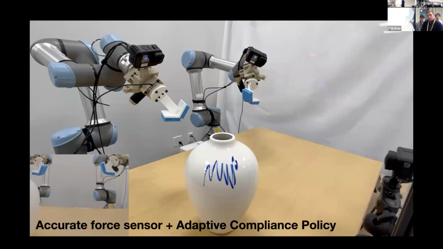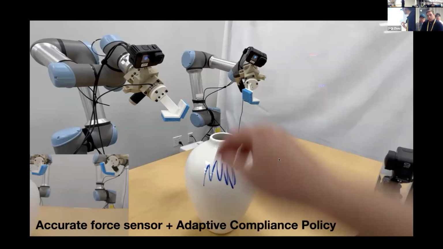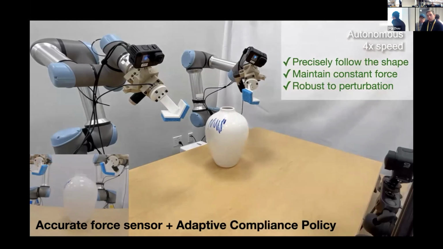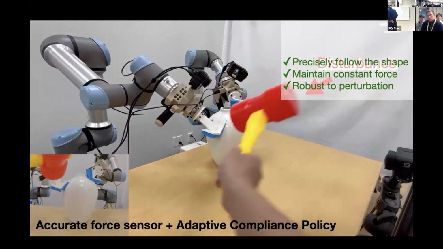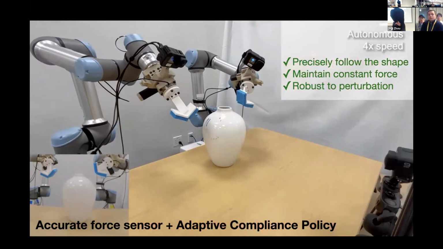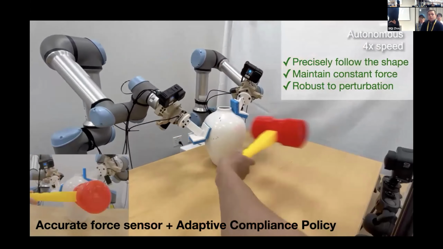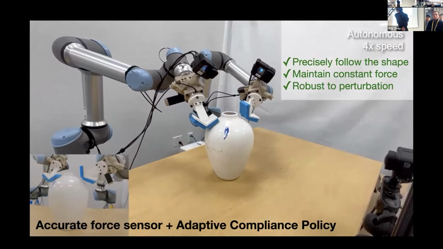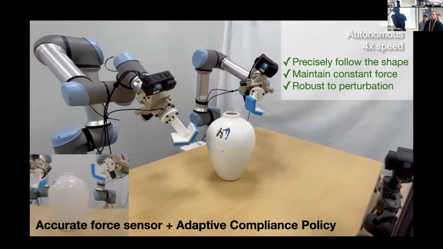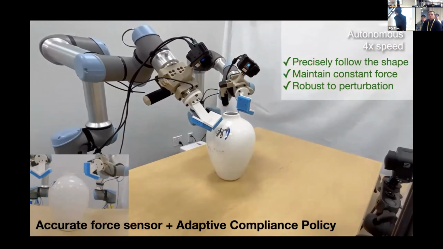So for example, here is what task we can do if we use accurate force sensors and also train a proper adaptive compliance policy. You can see that this policy is able to precisely follow the very complicated 3D curvature of this vase, and it's also able to maintain constant force in order to wipe the marks off the vase. It's also very robust to perturbations. Like the student tries to knock down both the robot and the object, and it's still able to work.